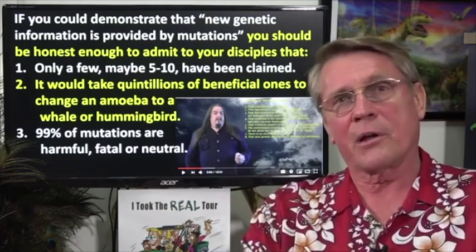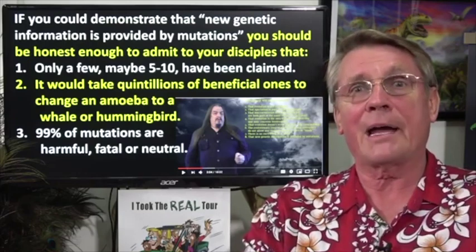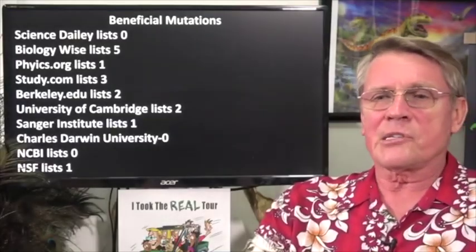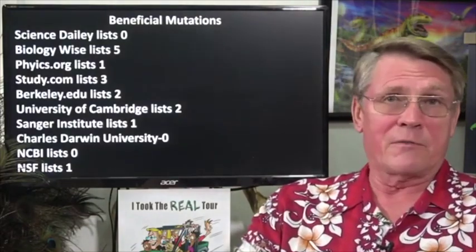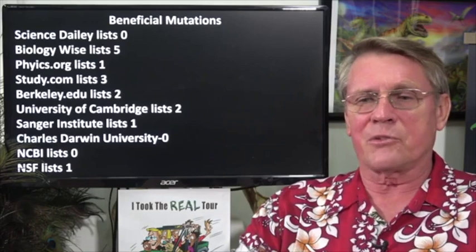Folks, this is what he's not wanting to tell you. Wake up, okay? He's leading you down the wrong path. So let's see. Science Daily listed 0. BiologyWise website had 5 supposed beneficial mutations. Physics.org had 1. Study.com had 3. Berkeley had 2. University of Cambridge had 2. Sanger Institute 1. Charles Darwin none. Where are the beneficial mutations?